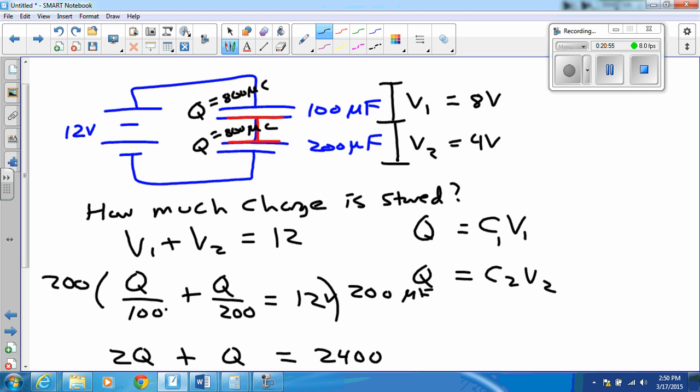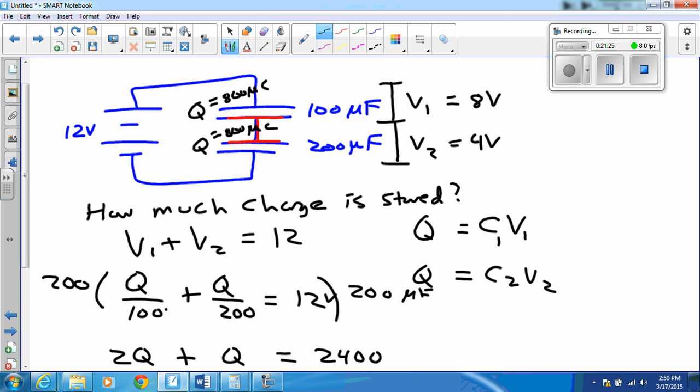Now, I want you to notice some things that are not intuitive about capacitors in series. First thing, that charge that we have there, that 800 microcoulomb charge, is a whole lot less than when we had it in parallel. When we had the same two capacitors in parallel, they stored up 3,600 microcoulombs of charge. Now, by putting them in series, I store only 800. And that's because the two of them have to share a total of 12 volts.